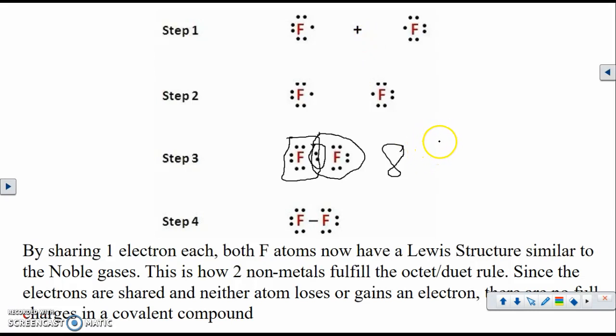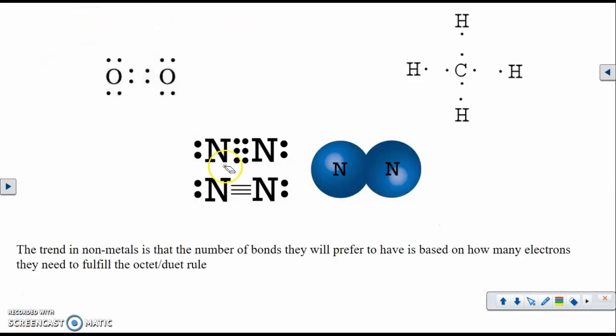A very important caveat is that in covalent bonding, no electrons are lost or gained, so the whole compound most of the time is considered neutral. Here are a few more examples of covalent compounds. Oxygen here, if you can see it clearly, folks, they're not sharing 1 electron each, they're sharing 2 electrons each. This is actually called a double bond.